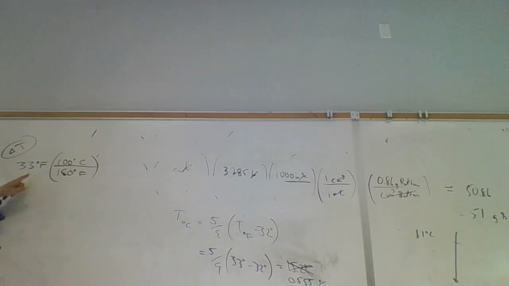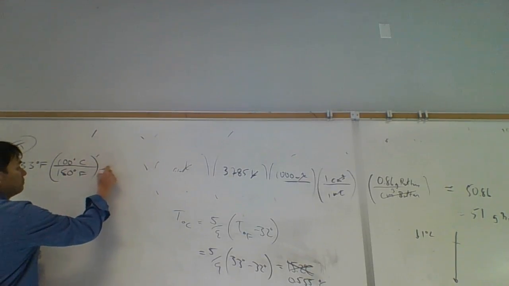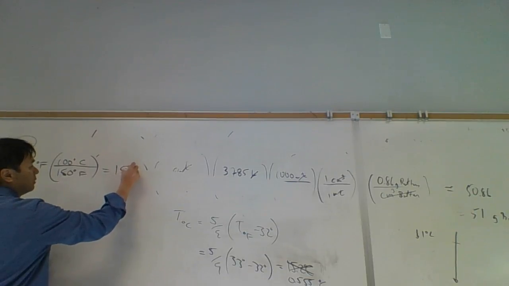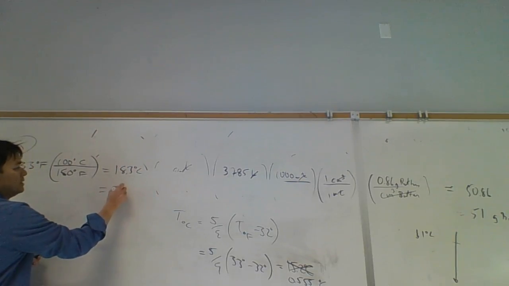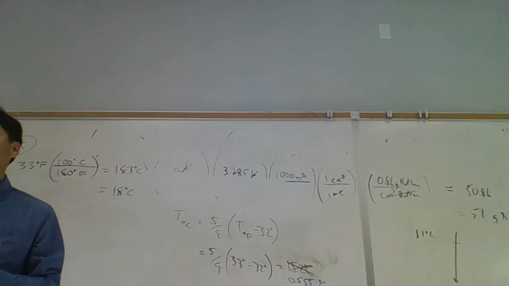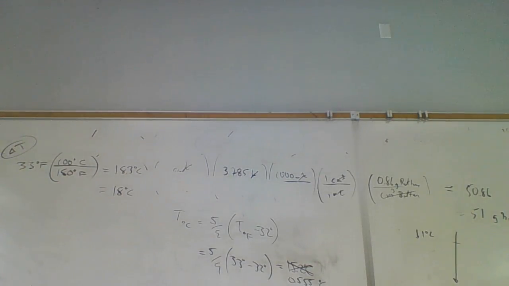So if we had a 33-degree Fahrenheit drop, it's 33 times 100 divided by 180. That would be an 18.3 degrees Celsius drop. In other words, it would be an 18 degree C drop. And so if we had a 33 degree Fahrenheit drop, we had an 18 degree Celsius drop.